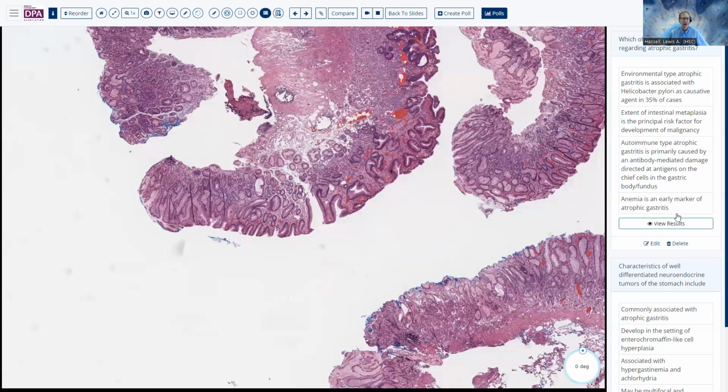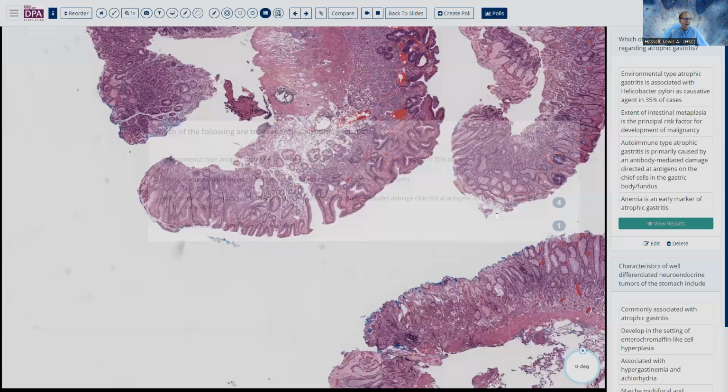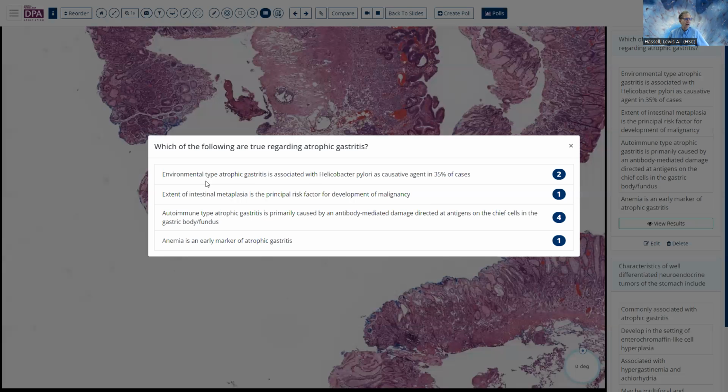So which of the following are true regarding atrophic gastritis? Well, in fact, there is an environmental type of atrophic gastritis that has a significant association, not in 35%, but in up to 75% of cases. So that's a little bit unusual. The extent of intestinal metaplasia is a risk factor in the development of malignancy. And the atrophic gastritis is mediated by a combination of cell-mediated immunity as well as antibody-directed damage. Anemia is generally a late marker rather than an early marker.